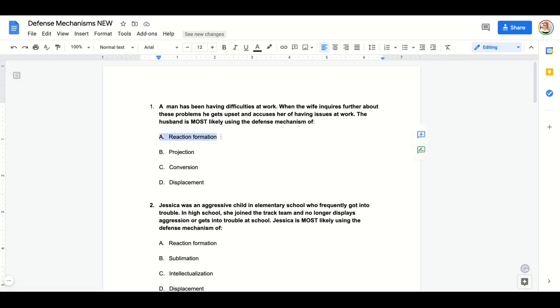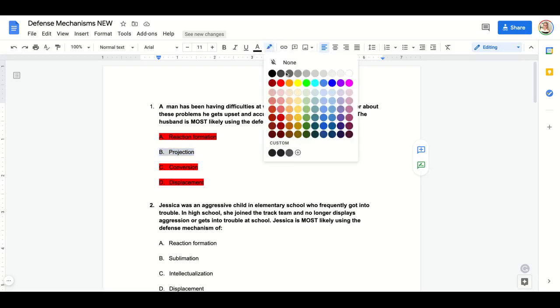It's not reaction formation. We're not seeing an outward action that is different than our inside feelings. There are no physical symptoms, so it's not conversion. We're down to those two. Are we projecting here or displacing here? Remember, displacement is usually I feel some sort of way and displace that anger onto someone else. That's not what's happening here. D is out. What is happening is projecting. I'm having difficulties at work, so I'm projecting this insecurity onto my wife. B is projection.